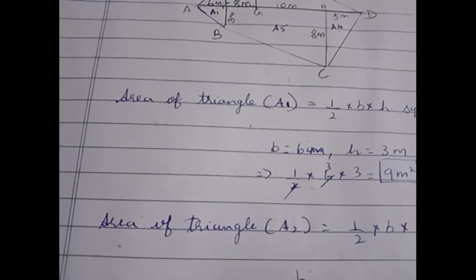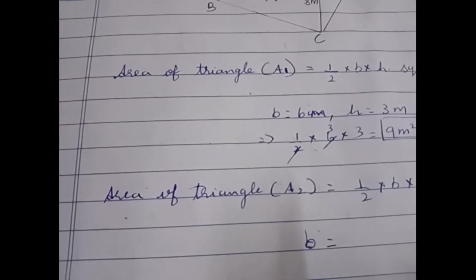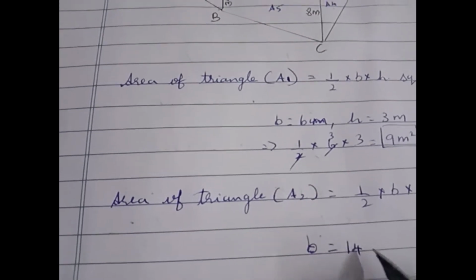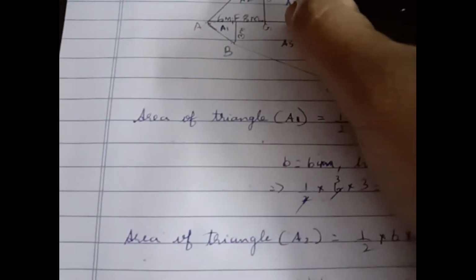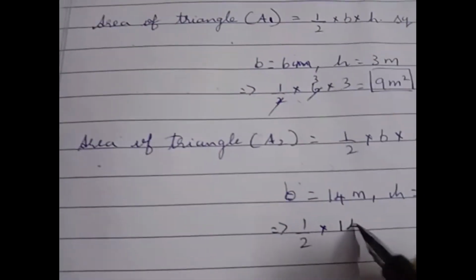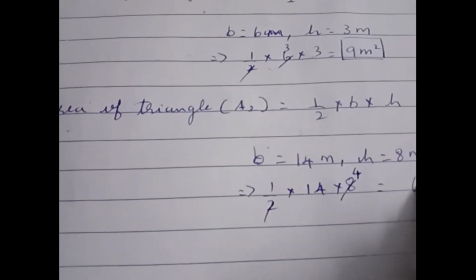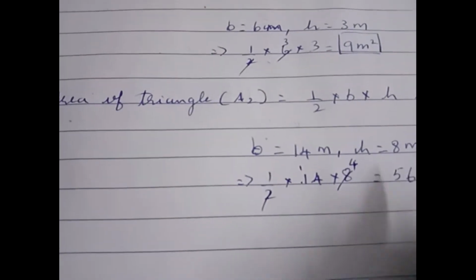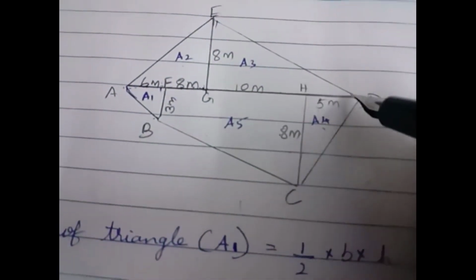Now here base is equal to 8 plus 6 is 14 meter and h is equal to, your height value is 8. Therefore, half into 14 into 8, which is equal to 4 4s are 16, 56 meter square. Now take the area of the third figure.